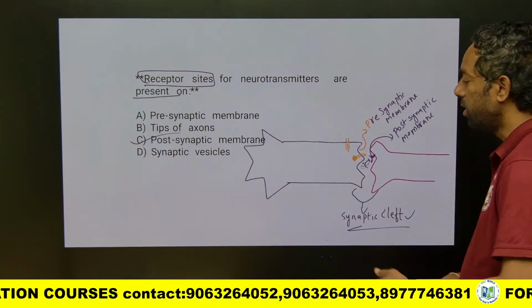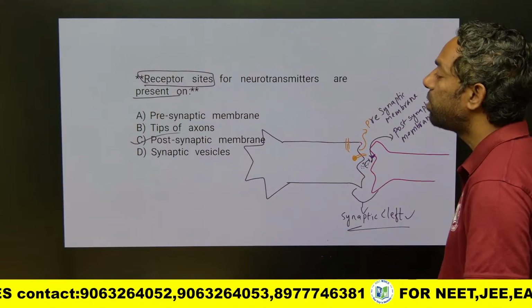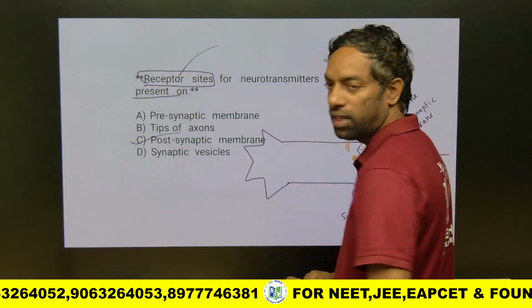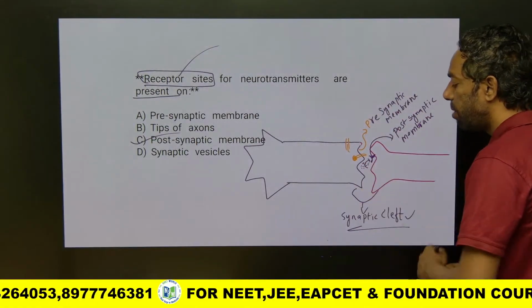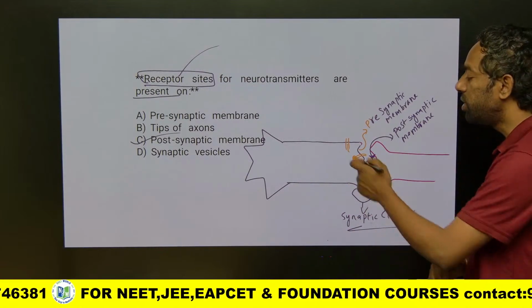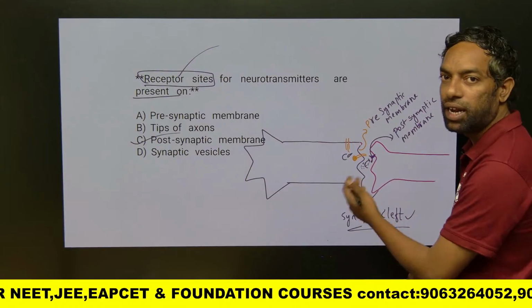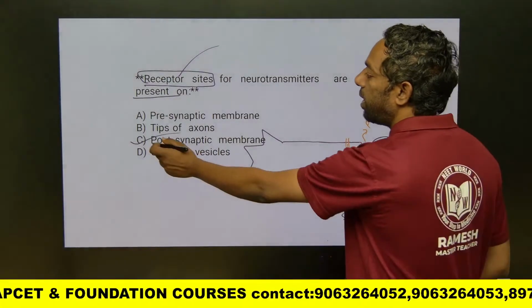Okay, guys, between the presynaptic and postsynaptic membrane, where receptor sites are located in the postsynaptic membrane, together we call it the synaptic cleft. The neurotransmitter acetylcholine, pushed by calcium ions into the synaptic gap, is received by the postsynaptic membrane. So this is the answer.